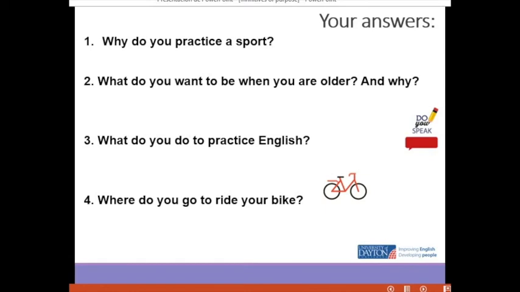Question 2. What do you want to be when you are older? When you are older, what do you want to be? Do you want to be a doctor? Do you want to be an architect, an engineer, a sports person, a runner probably? And why? Why do you want to be this? Why do you want to be a doctor? Why do you want to be a mechanic? Why do you want to be an engineer?